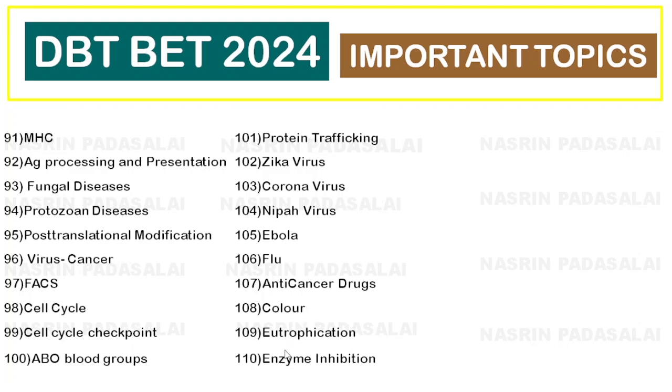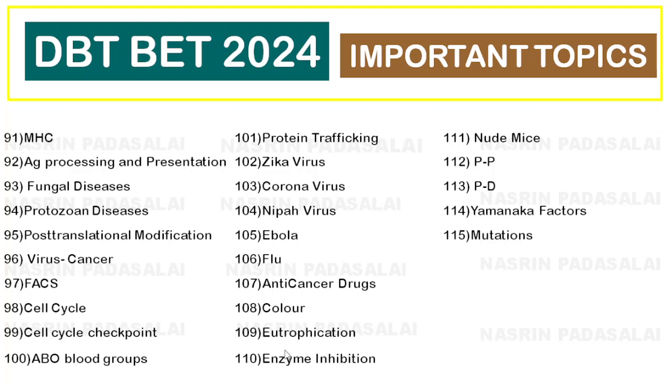Next is eutrophication, enzyme inhibition. You need to know the graphs of enzyme inhibition and an example of each type. Next is nude mice. Of course, models are very important. So cover more about nude mice, SCID mice and genetically knockout mice. Next is protein-protein interaction techniques and protein-DNA interaction techniques. What kind of technique is employed? Next is Yamanaka factors. Next is mutation, the types of mutation, all those things.